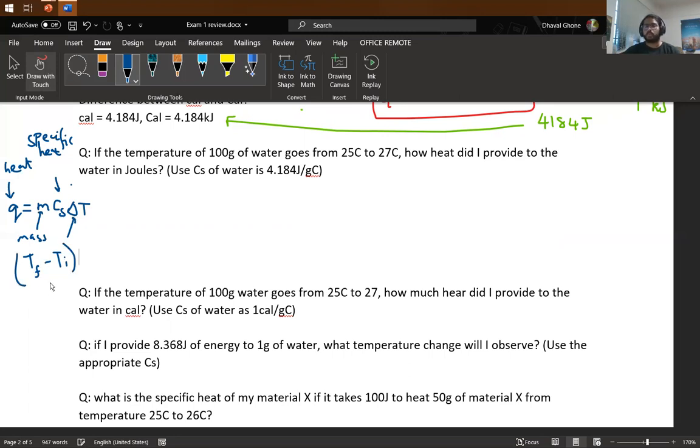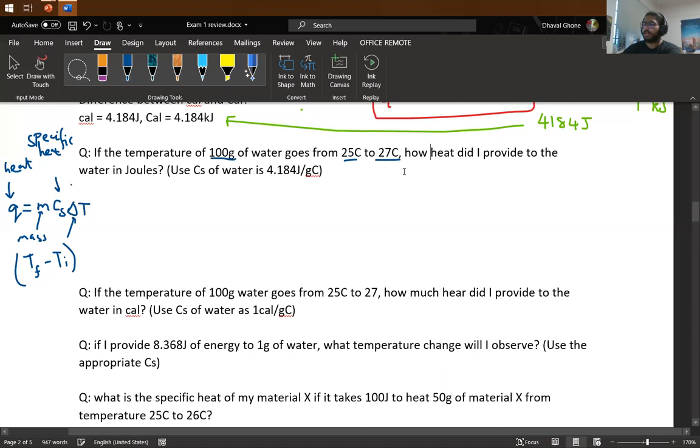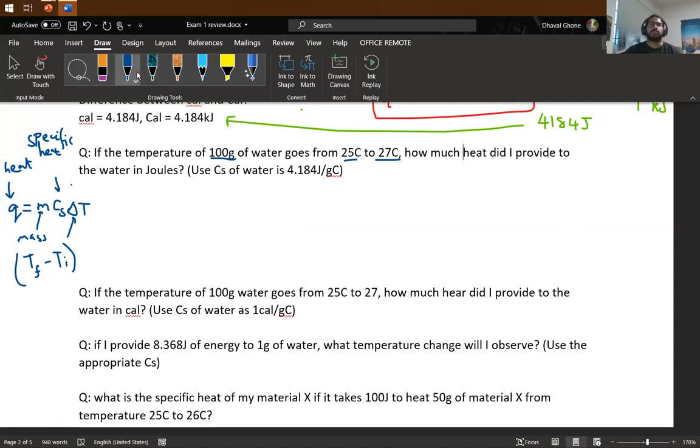And that's one term. In this question, you have 100 grams of water going from this temperature to this temperature. The question asked is, how much heat did I provide to the water in joules? Go ahead and pause this video. Use this equation I just gave you to find how much heat was given to the water to heat up from 25 to 27 Celsius, and then come back to see what the right answer is. I'm going to go ahead and solve it.